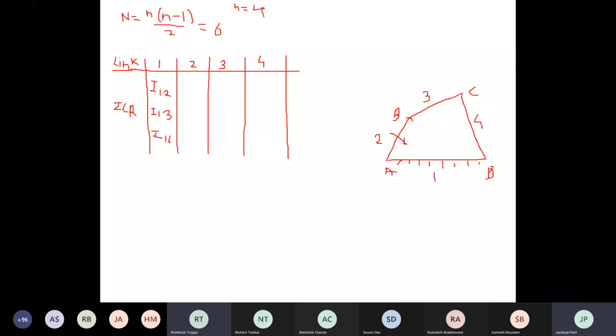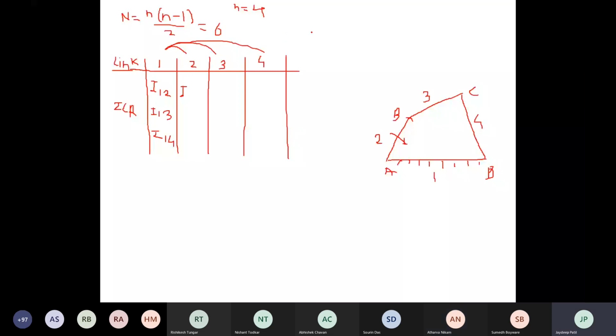Sir, how did 3 come? I 1 3. You have to consider the relation of each and every link. For instantaneous centers, take 1 with respect to 2, 1 with respect to 3, 1 with respect to 4. Yes, this has to be written for each and every link.